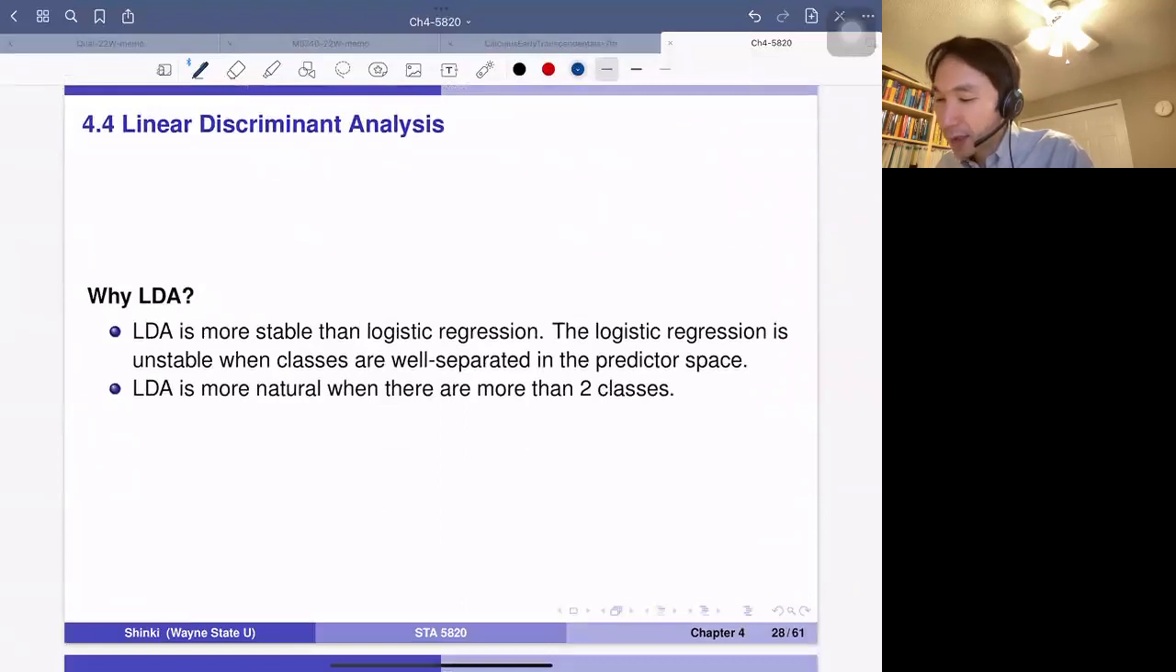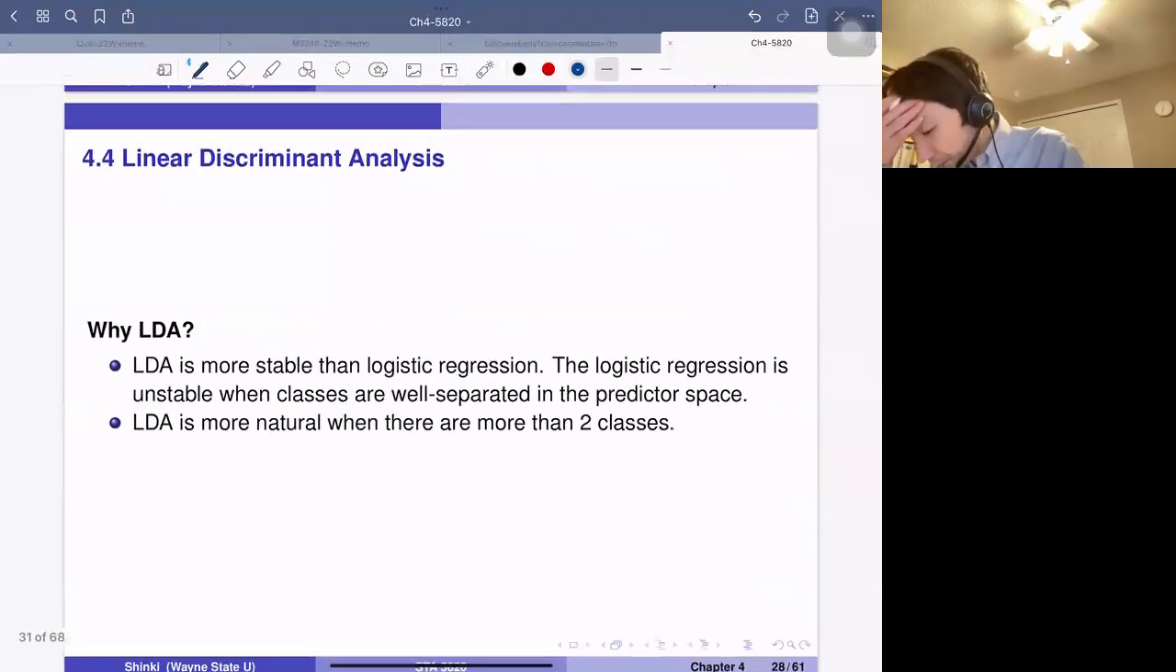So next one, the linear discriminant analysis. So far, do you have any questions? Okay, so the next one is the linear discriminant analysis. This is basically more stable than logistic regression, especially when classes are well separated in the predictor space.